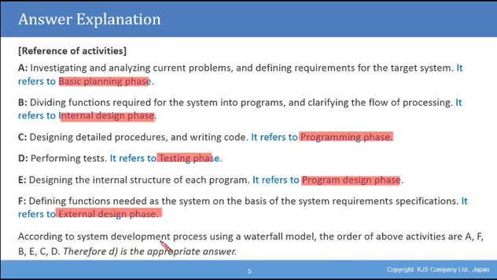According to the system development process using the waterfall model, the order of the activities is A, then F, then B, E, C, D. Therefore D is our appropriate answer for this question. So the answer is D. Here we've had a deeper look into the waterfall model and how the process must cascade through the different phases to act as the waterfall model.